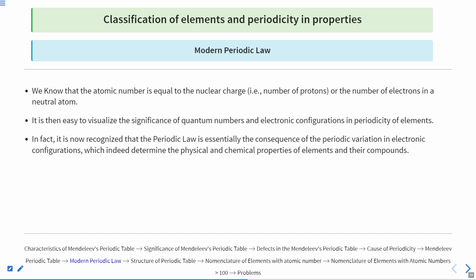It is now recognized that the periodic law is essentially the consequence of periodic variation in the electronic configuration, which indeed determines the physical and chemical properties of elements and their compounds. So we are now good to go with the electronic configuration rather than the atomic weight. I would not say atomic number; I would say more specifically and more loudly that it is the electronic configuration that is the deciding factor.